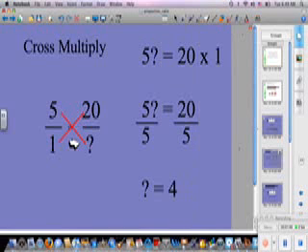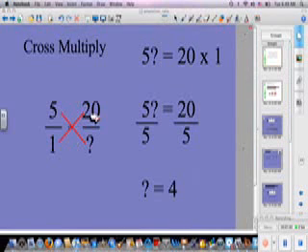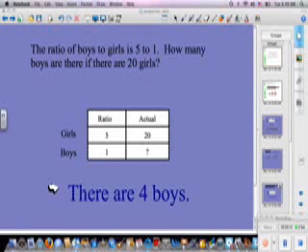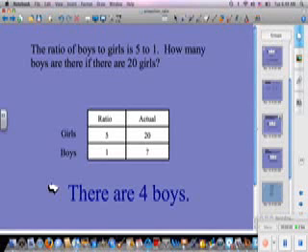And here's where we solve. So remember, when you have a number right by a variable, it means times. So 5 times question mark equals 20 times 1. So we have to divide both sides by 5, and we're left with question mark equals 4. So we know that there are 4 boys if there are 20 girls. So I would like that class very much.